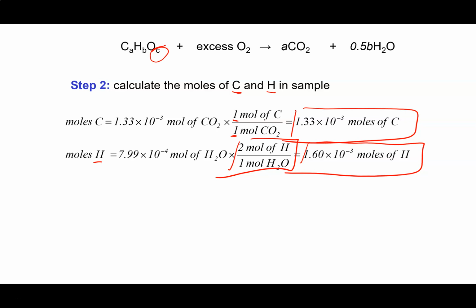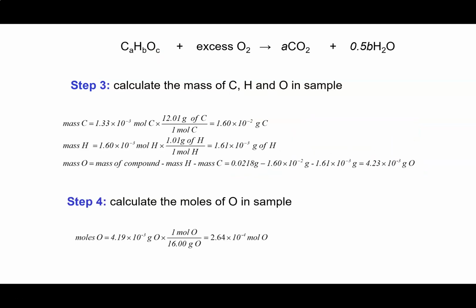So I'm going to calculate the mass of carbon in my sample and also the mass of hydrogen in my sample, and I'm going to subtract those two numbers away from the total mass. And what will that give me? That'll give me the mass of oxygen in my sample. So we're going to do that now. I'm going to calculate the mass of carbon and hydrogen, subtract that away from the total, and that'll lead me to the mass of oxygen in my sample.